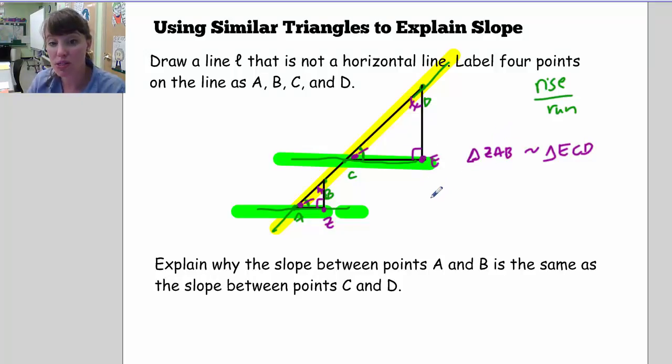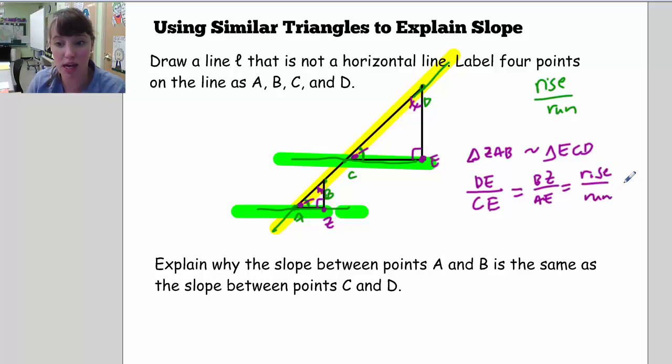Well, if we know that they're similar, then we know that the ratios of their corresponding sides are equal. That means that the side length DE over the side length CE, which is just the rise over the run, is going to be equal to side length BZ over side length AZ. Which means that the ratio of rise to run is the same, which means that the slopes are the same.